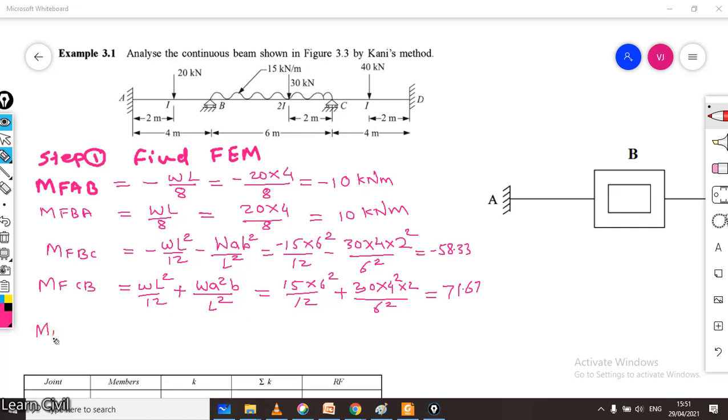And MFCD will again be equal to minus WL by 8, where W is 40, so minus 40 into 4 divided by 8, which is equal to minus 20. Similarly, MFDC will be equal to plus 20 because WL by 8.